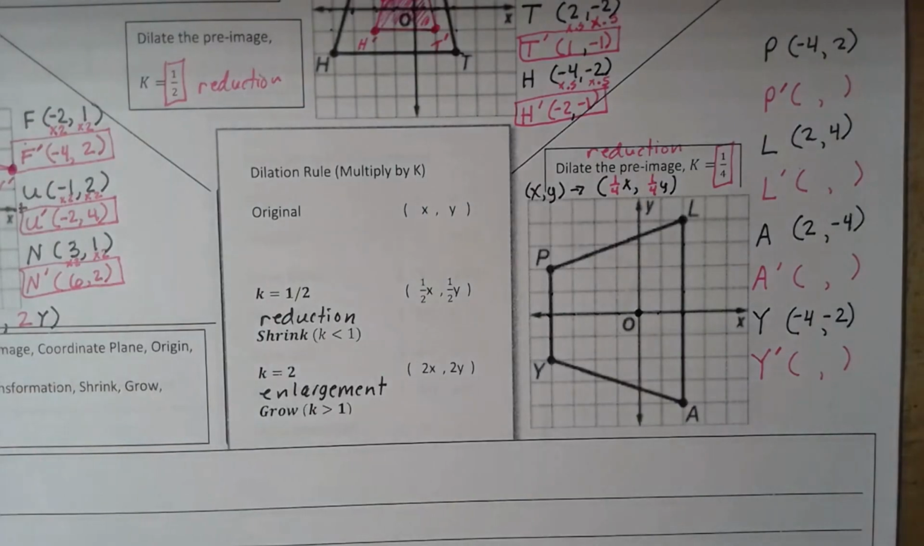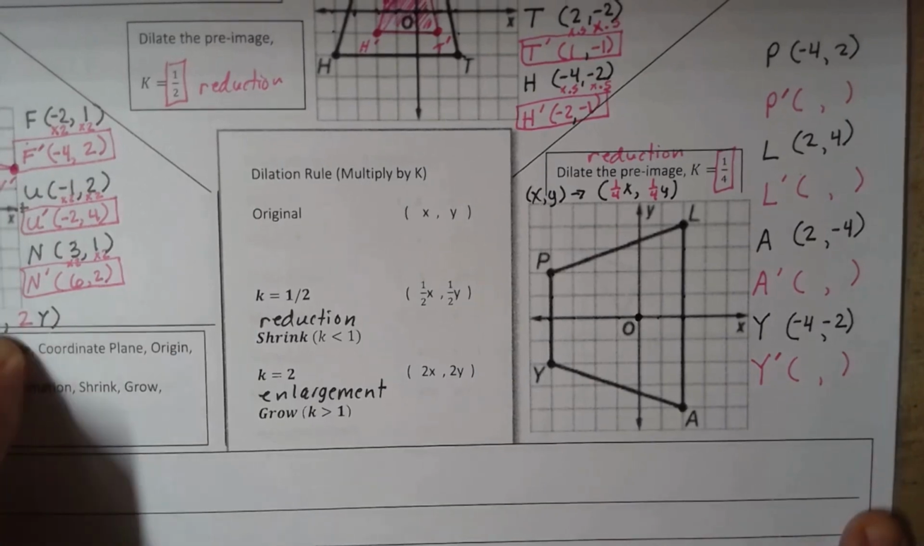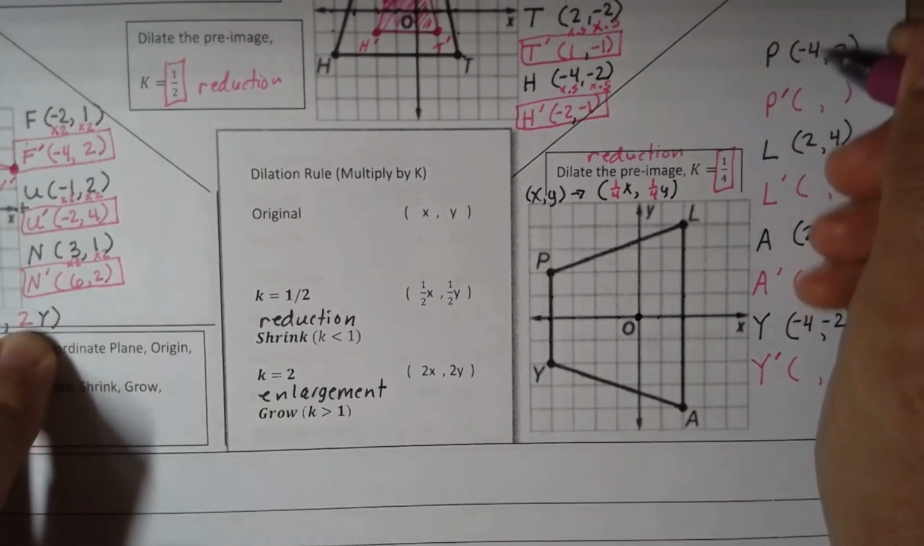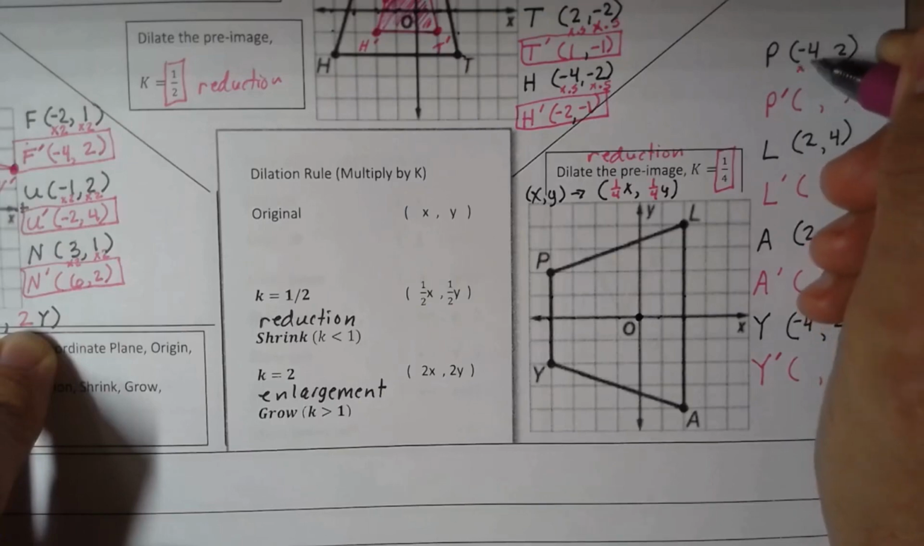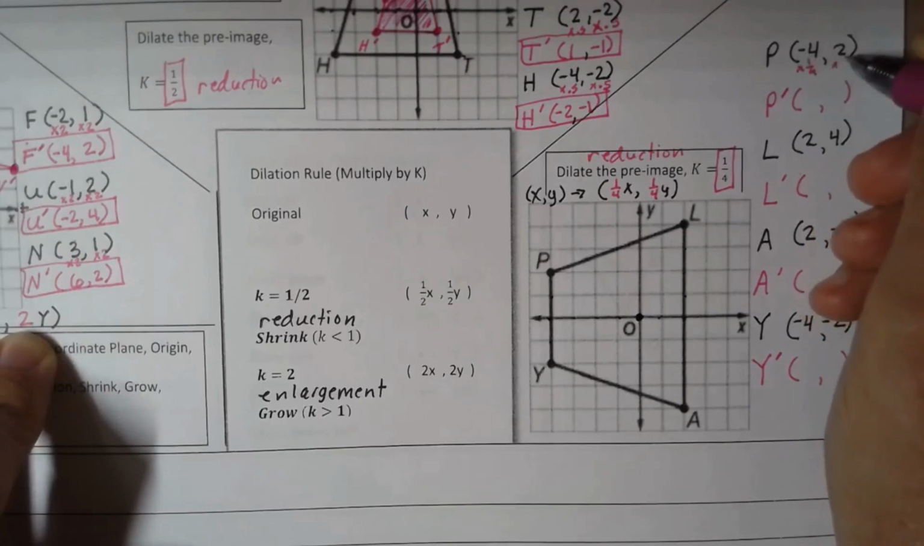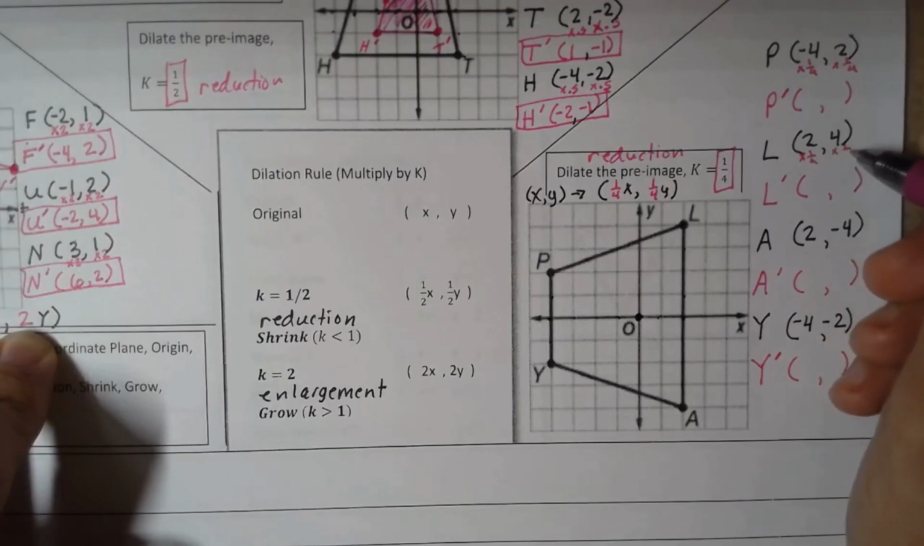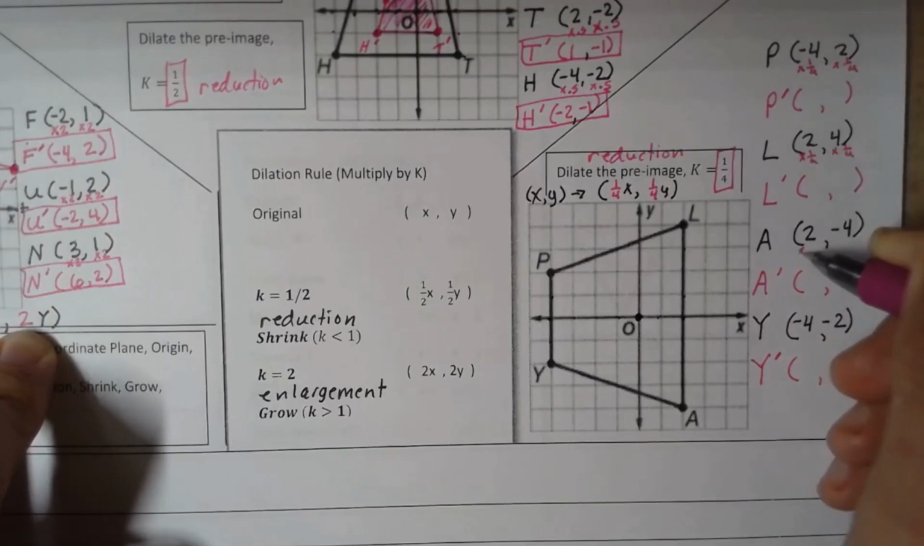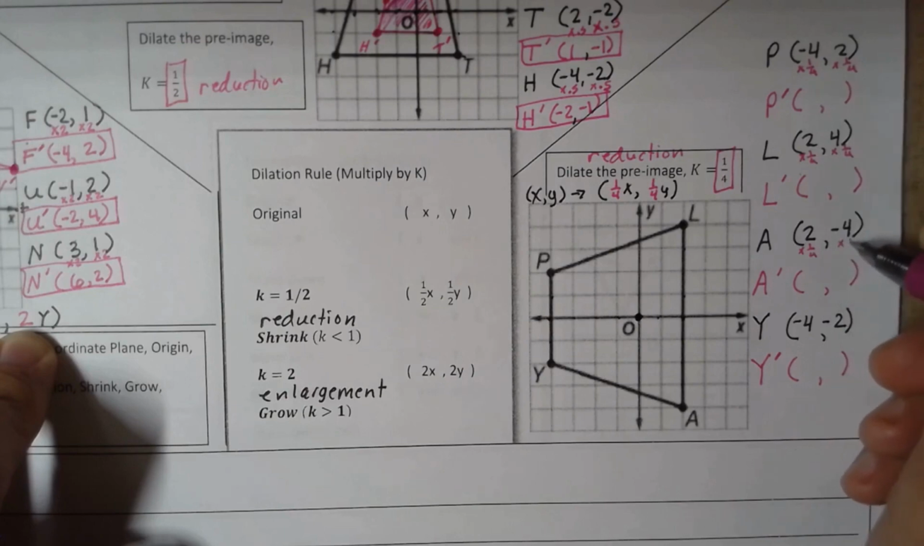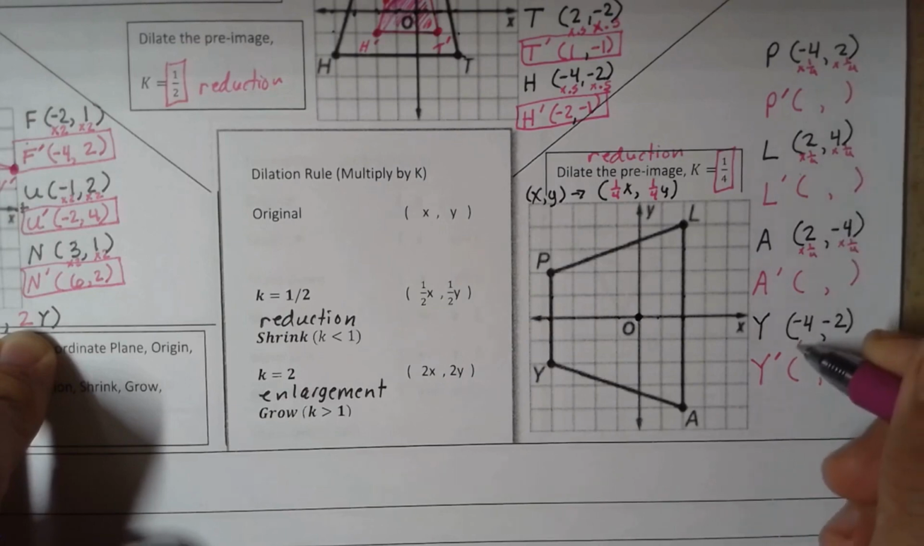So now we've got all of them. What we need to do now is just go ahead and do our math. Now keep in mind we're going to be multiplying all these ordered pairs by 1/4. So times 1/4, times 1/4, times 1/4, times 1/4, times 1/4, times 1/4, times 1/4, times 1/4.